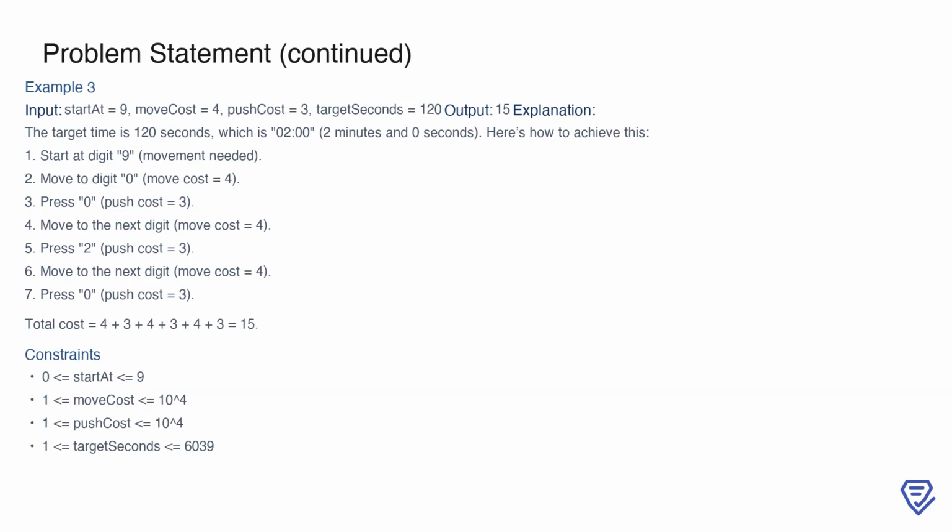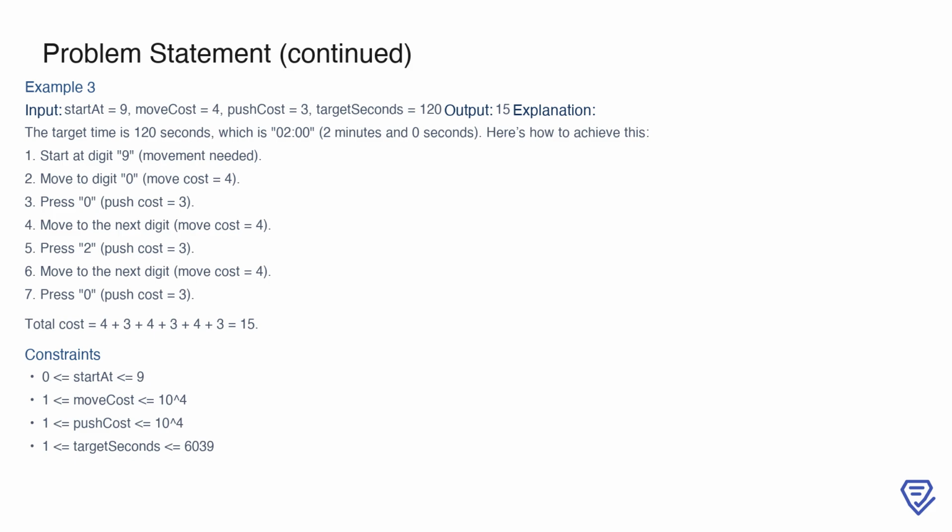In another example, the starting digit is 9, the move cost is 4, the push cost is 3, and the target time is 120 seconds. This corresponds to 2 minutes and 0 seconds, displayed as 2:00. Since the starting digit is 9, you first need to move to the digit 0, which costs 4. Then, you press 0 at a cost of 3. Next, you move to the digit 2 for another cost of 4, press 2 for 3, move to the final position for 4, and press 0 for 3. Adding all these costs gives a total of 15. This example demonstrates that if the starting digit is far from the target digits, additional movement costs can significantly increase the total cost.